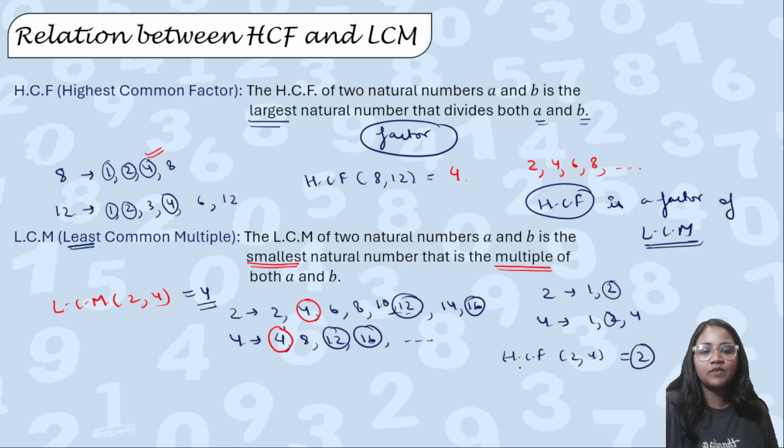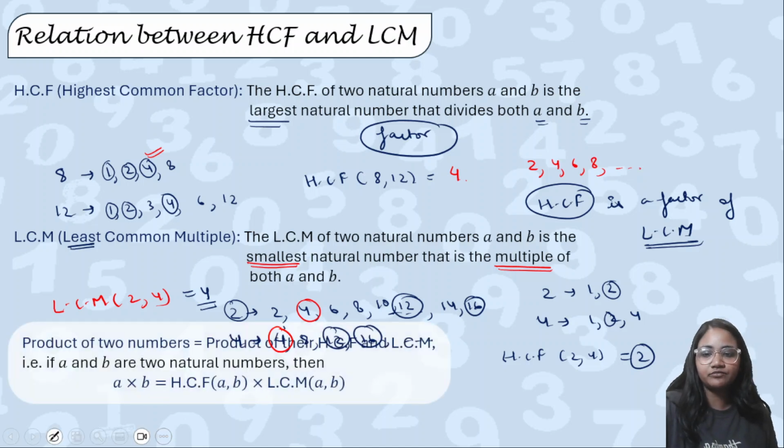So can you see that HCF is a factor of LCM? Yes, because the factors of a particular natural number are limited. They are countable. But the multiples are infinite, right? The multiples of a natural number are infinite. So here we have, just a minute.